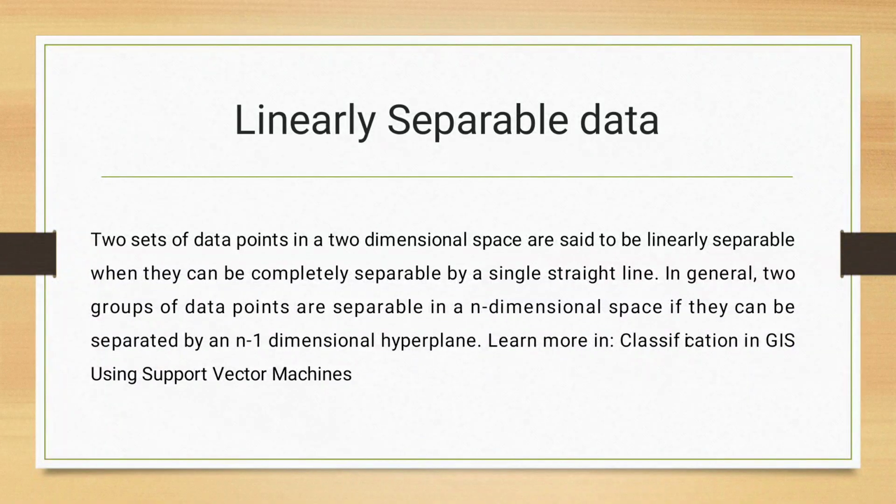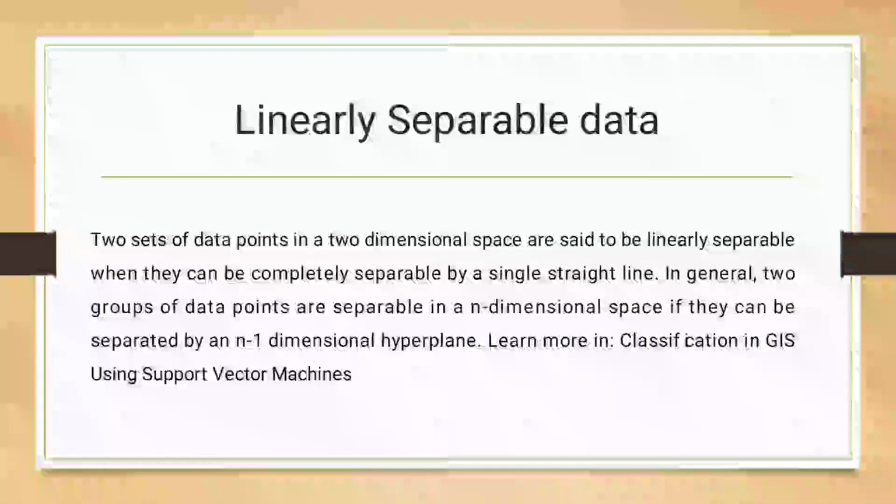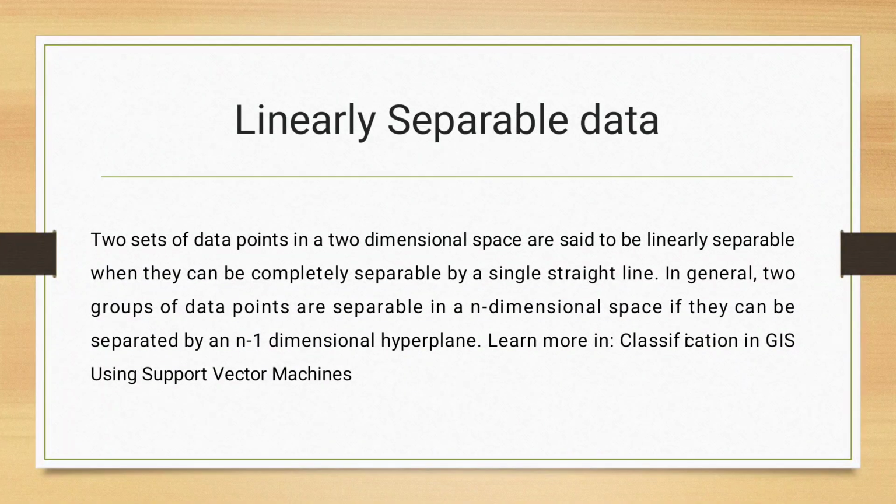Linearly separable data: two sets of data points in a two-dimensional space are said to be linearly separable when they can be completely separated by a single straight line. In general, two groups of data points are separable in n-dimensional space if they can be separated by an n-1 dimensional hyperplane, and then they can be classified using the support vector machine.